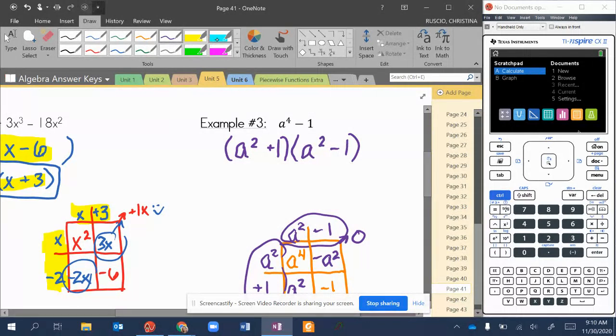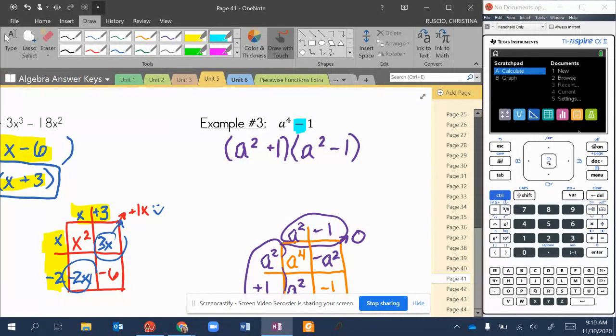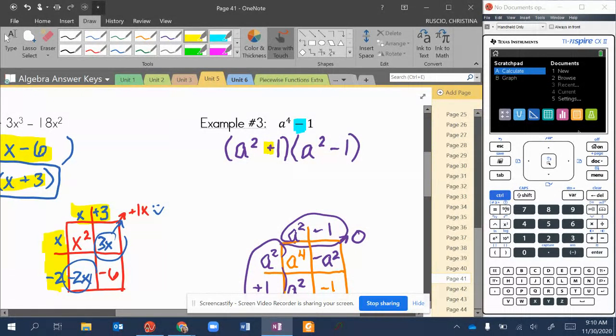Now remember, it's called the difference of 2 squares for a reason, because we're subtracting. So anytime I have 2 squares that are being subtracted, we can factor it. But if there's addition, that's bad news for us. That will not factor. So right away, I know that my a squared plus 1 is going to come down for the ride. But my a squared minus 1 is going to factor.